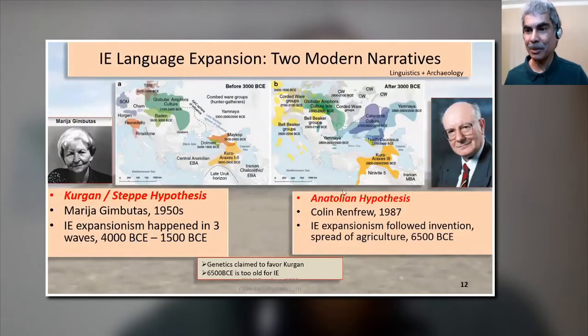And on the other hand, Colin Renfrew was against this theory. He proposed the Anatolian or the Turkey hypothesis, and he said that the language expansion followed the invention of agriculture in Turkey, and it spread in 6500 BC. That's what led to this. However, today people are favoring the Kurgan or the steppe hypothesis.